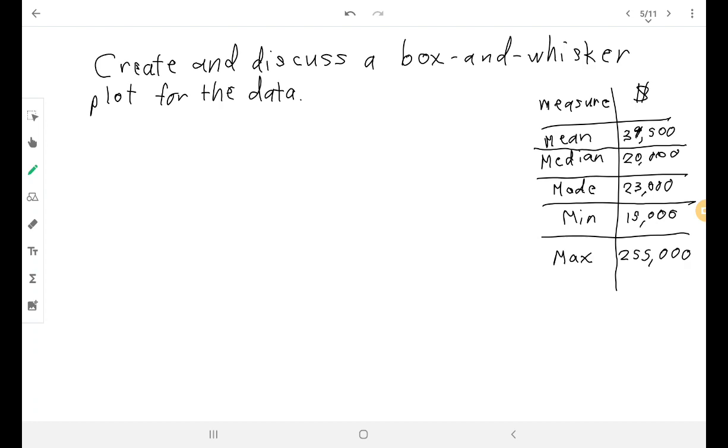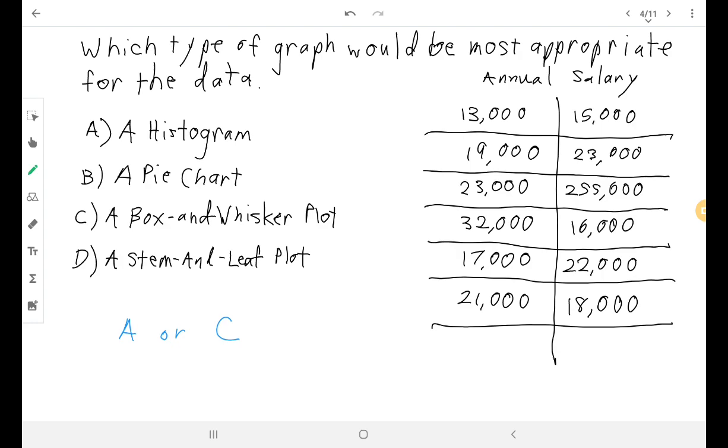All right, create and discuss a box and whisker plot for the data. All right, so they give us the information needed, and actually, for a box and whisker plot, you don't need the mean, you need the median, you need the minimum, you need the maximum. You don't actually need the mode. And we're actually missing information from this, but we've got that information over here, right? So that's the data that they're talking about.